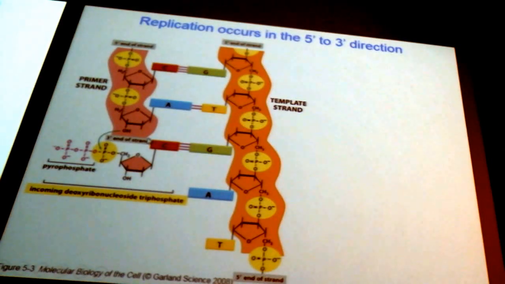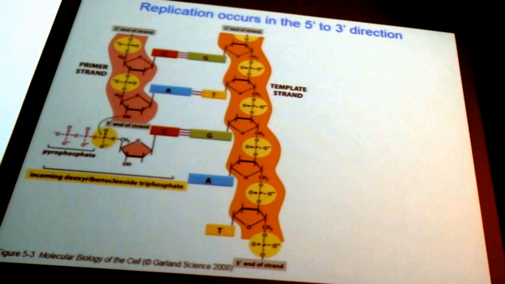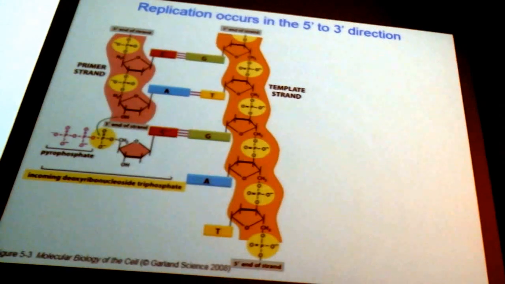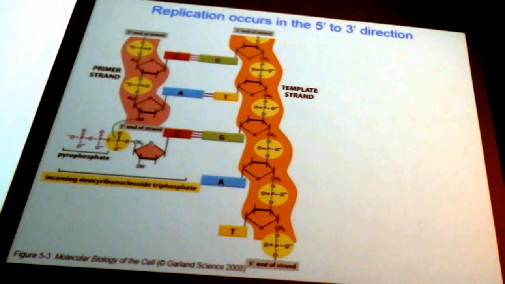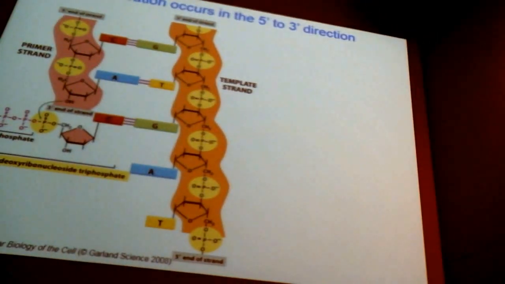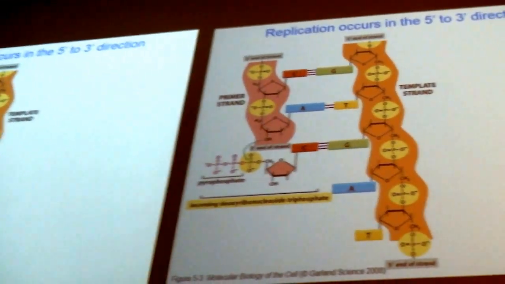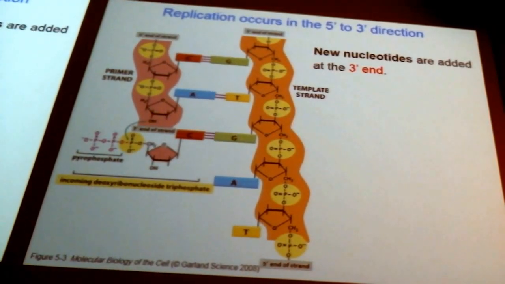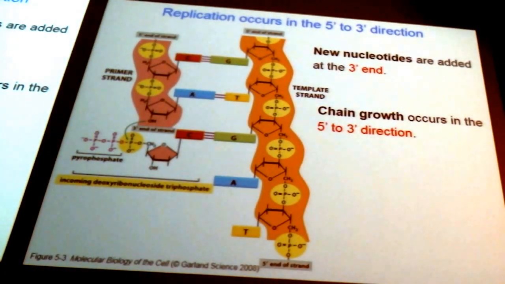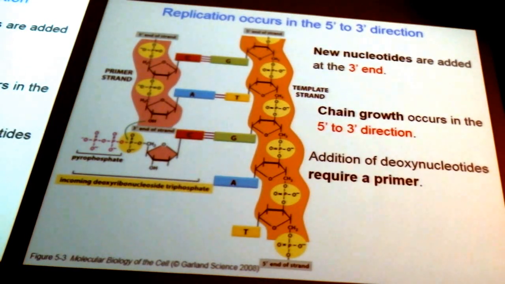Okay. Throughout all my slides, the important things that you need to remember will also be written in the slide. If it's not written on the slide and I'm saying something and you want me to slow down, please tell me to slow down and I'll be happy to slow down and discuss in more detail. Okay, so the important thing to remember here is replication happens in the 5' to 3' direction. New nucleotides are added at the 3' end, chain growth is in 5' to 3'.